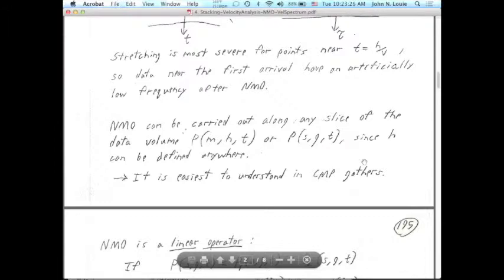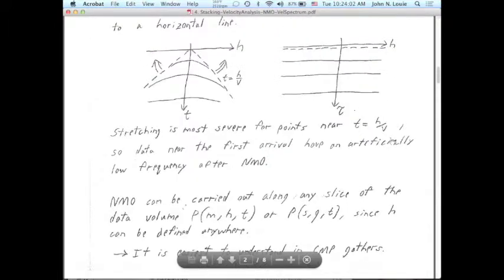You can carry out NMO along any slice of the data volume, and the data volume can be sorted in terms of M and H. It can be sorted in terms of S and G. But every trace in that multi-offset data volume has an H, and you should be able to figure out what it is. And as soon as you have that H, you can carry out NMO. And the NMO on one trace, when we use the ray equation, can be entirely independent of the NMO on another trace. And here's the difference between operating with ray equations or wave equations. When we use the ray equation, every trace in this common midpoint gather is stretched separately, and it's fully split from every other stretch.